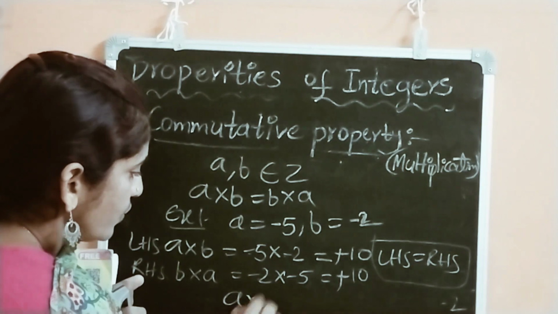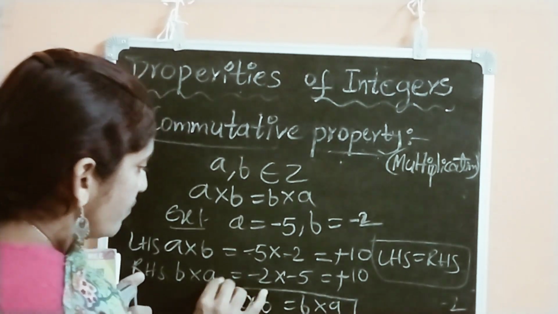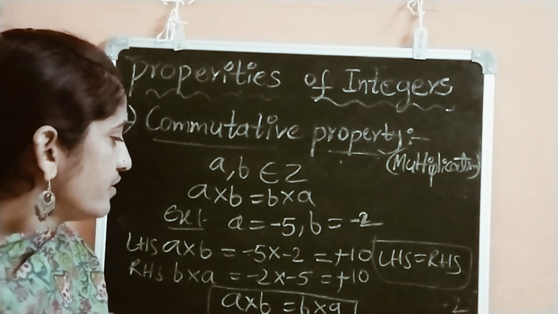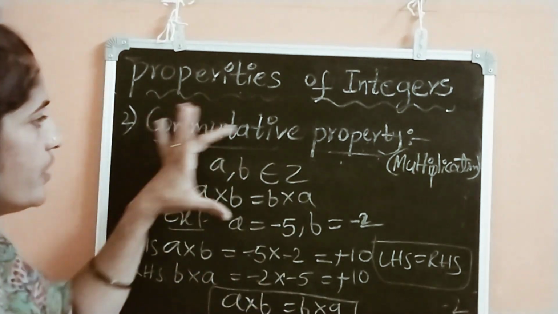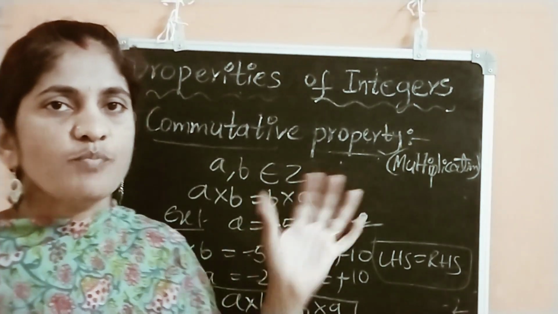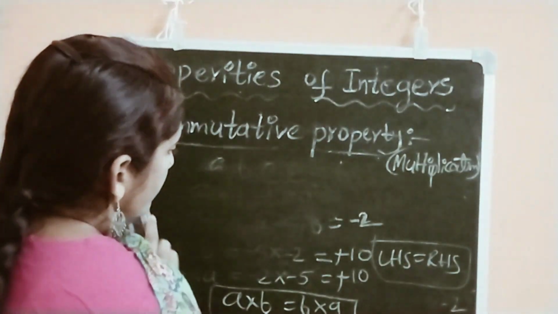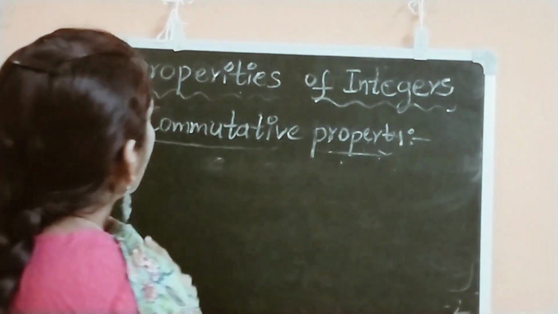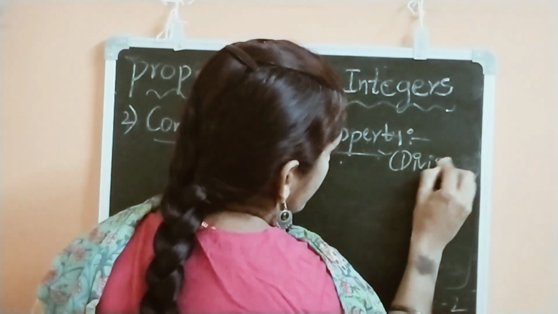So by this we can say a into b is equal to b into a. The integer system is satisfying this equation, which means commutative property under multiplication is possible in the integer system, we can generalize. So by this we completed addition, subtraction, multiplication of integers commutative property. Now we are going to check commutative property under division.